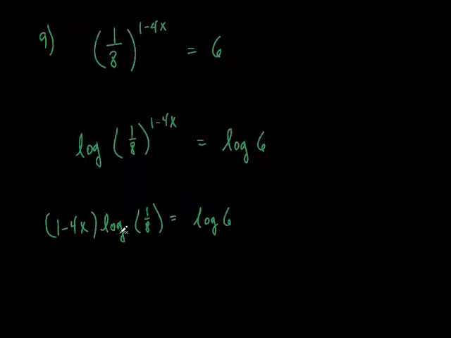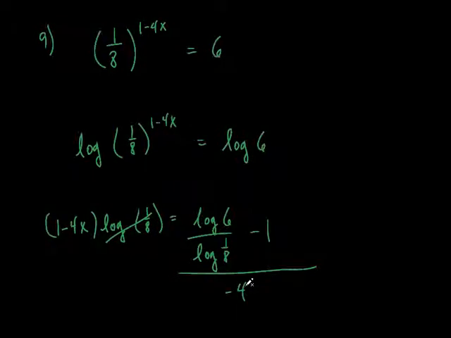Divide both sides by log of 1/8. And then do what? Minus 1. And then divide that whole thing by -4. Chuck it all in your calculator and you're good to go. You can do the rest of that yourself, can't you? That was pretty close to what number 8 looked like.